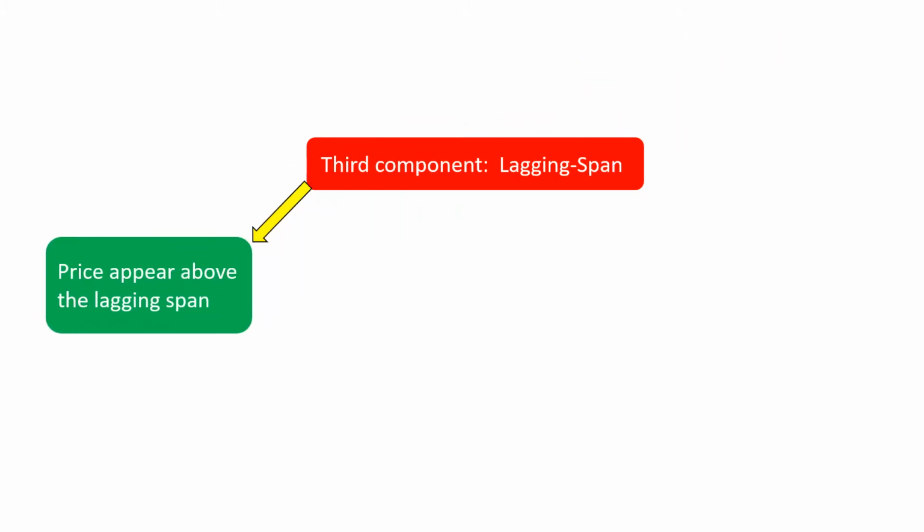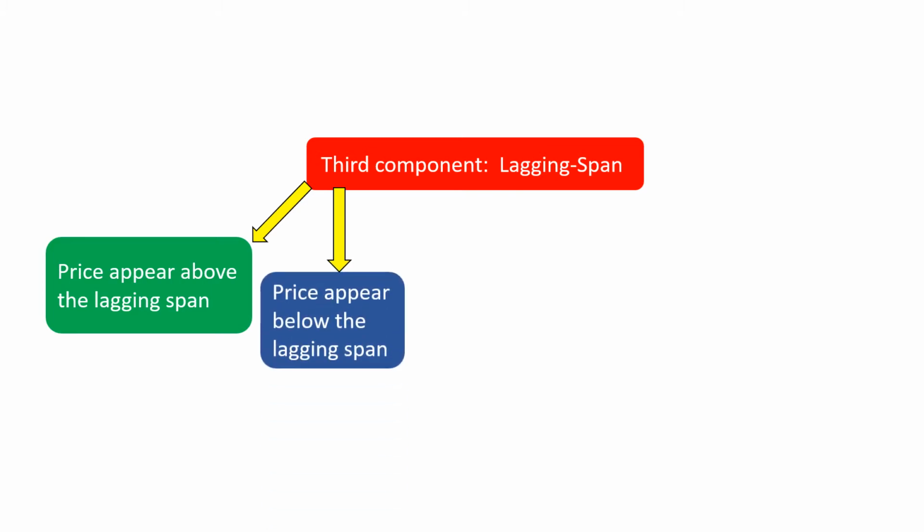The third component is the lagging span, also known as Chikou span. It allows traders to visualize the relationship between the current and prior trend as well as to spot potential trend reversals. If the price appears above the lagging span, it is often an indication that there is a weakness in the price trend. If the price appears below the lagging span, it is usually an indication that there is strength in the price trend and it is going to move higher.